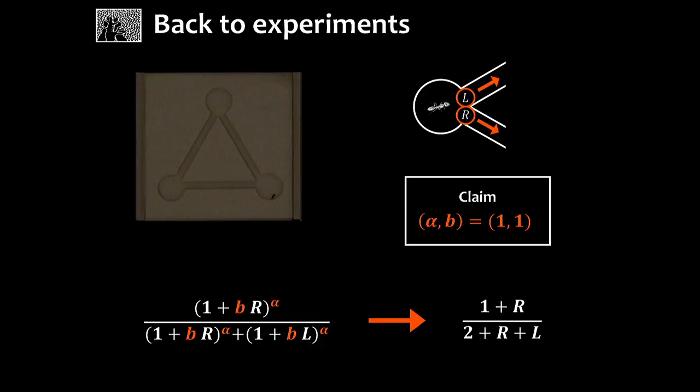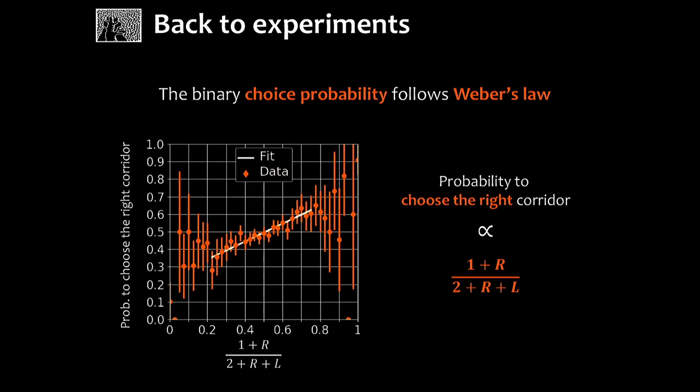Okay, now let's go back to my experiments. And of course, the question is, what are the good values of alpha and B to reproduce what we observe? And I claim that we should take alpha and B close to 1:1. Why? I will present two arguments based on the data and some modeling. The first one is that the binary choice probability is following Weber's law. I will not explain what it is here because we already spent time on that yesterday. What it means here is just that the probability to choose the right branch depends linearly on the binary choice probability.